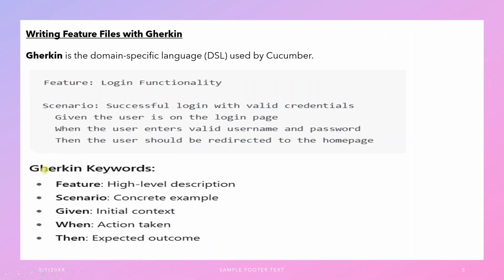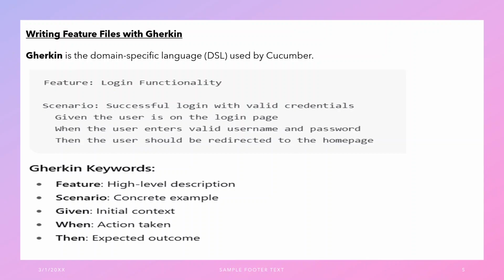Here we have the Gherkin keywords. First is the feature, which describes a high level requirement. Next is a scenario, a concrete example, and Given is the initial context. When is the action taken. Then represents the expected outcome. So we have feature, scenario, given, when, then. This is the sample feature file written in the Gherkin language.